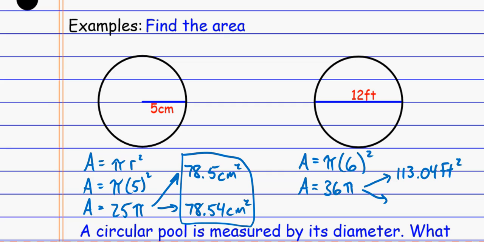If I use the pi button on my calculator, it gives me 113.097, which actually rounds up to a 10 here. Okay? And so we can see the slight difference in terms of using pi versus using the 3.14. Again, the pi button is technically more accurate. Okay?